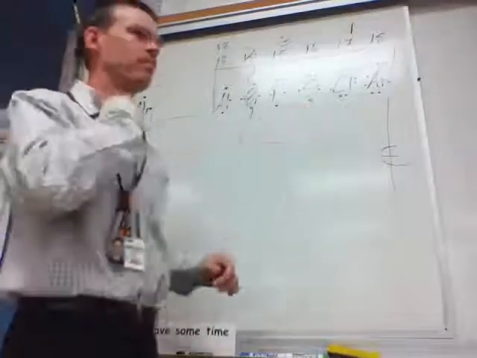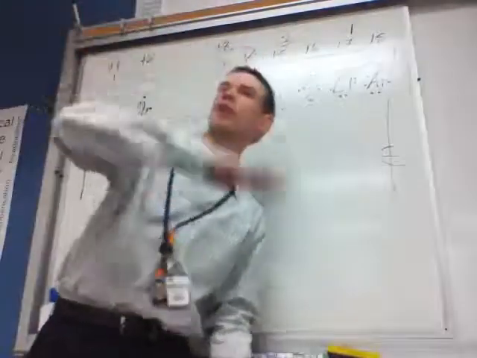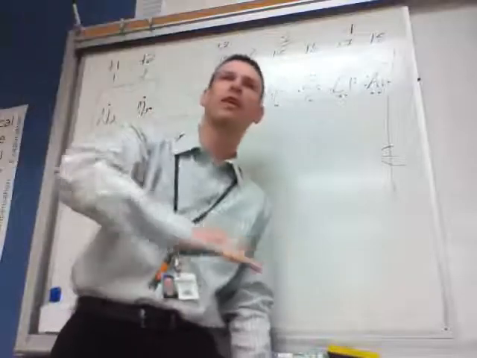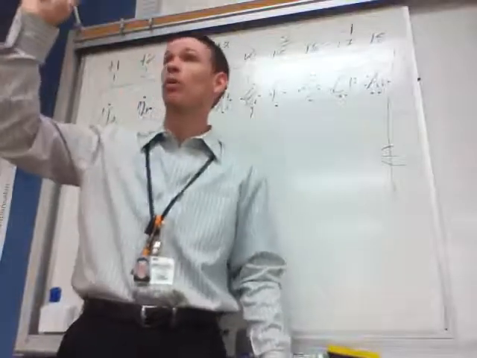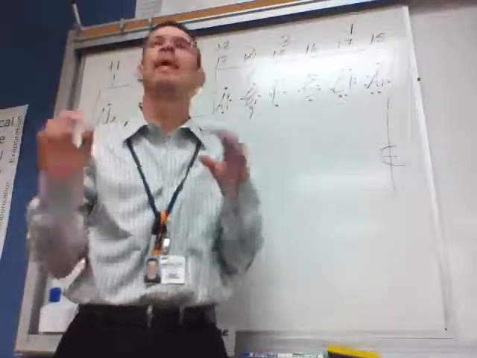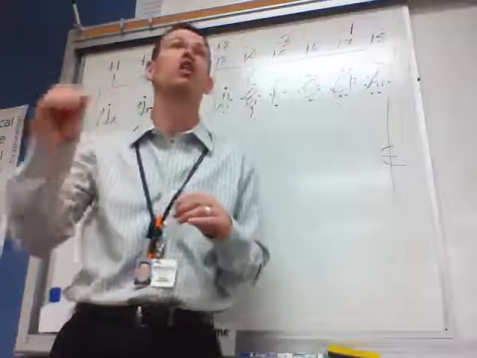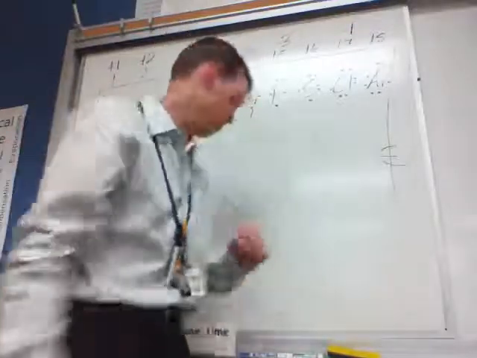Sulfur can either lose 6 or gain 2. Lose 6 or gain 2. 2 is the smaller number. We're going to gain electrons. By definition, gaining electrons creates anions.